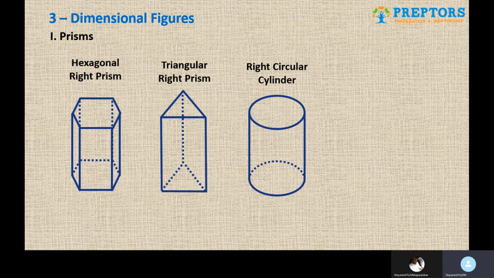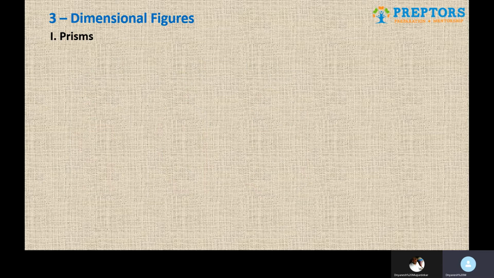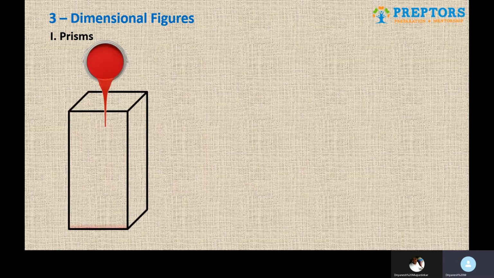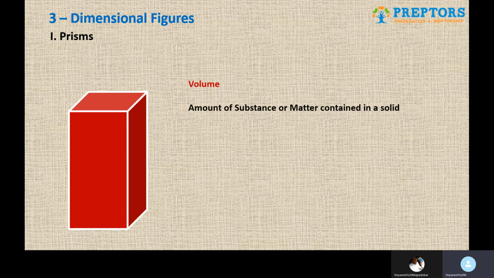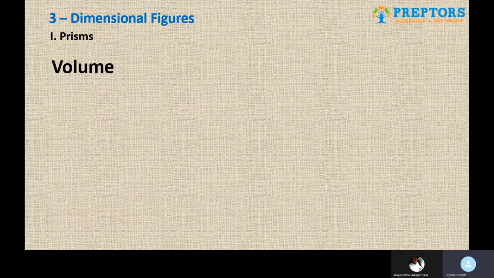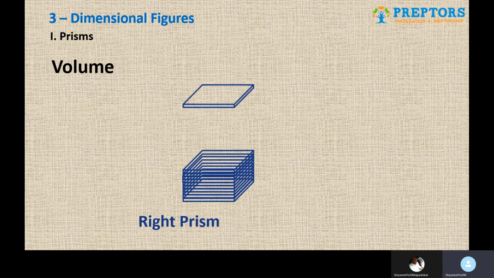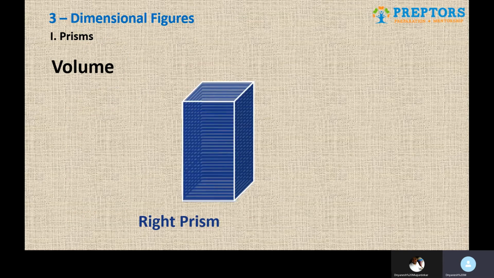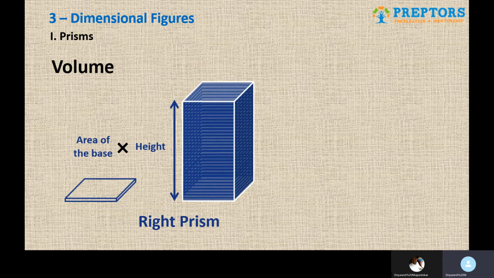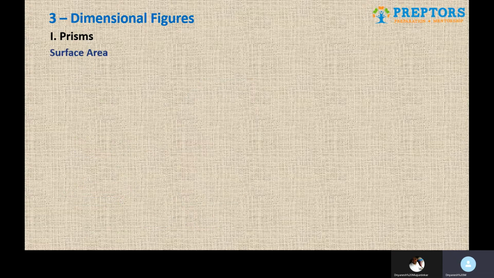But the biggest identification is that the walls are straight up. They are parallel to each other. Now, coming to the formulae, the first one is volume. Volume of a prism is given by a generic formula: area of base into height. This is something you are going to remember: area of the base into height. Remember this. Then the surface area.